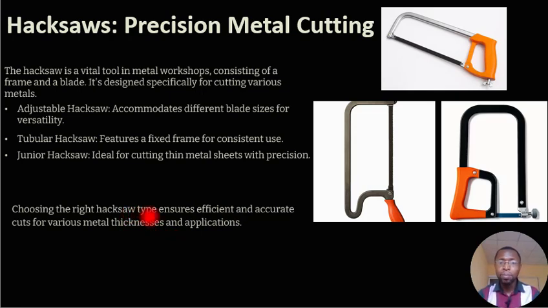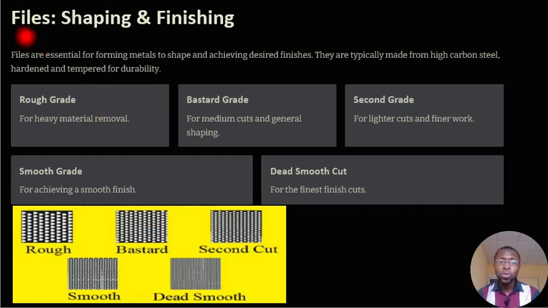All right? So let's talk about the next cutting tool, which is the files. The file is another shaping and finishing tool. They are actually essential for forming metals to shape and achieving desired finishes. Okay, so I won't use the axle to do your cutting. It's not enough. So you may have it to smoothen the metal too. That's where the files come in. So they come in different grades depending on the purpose.